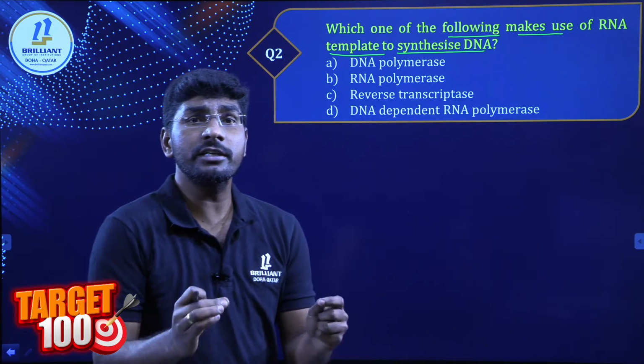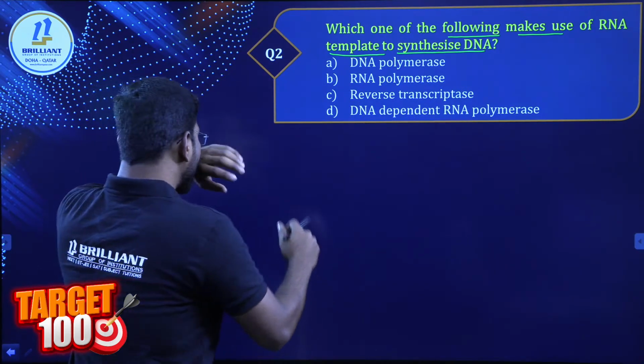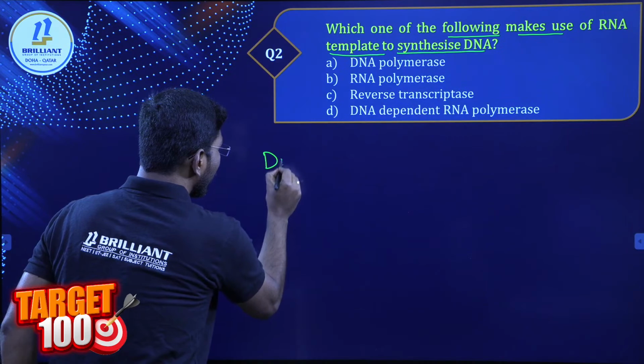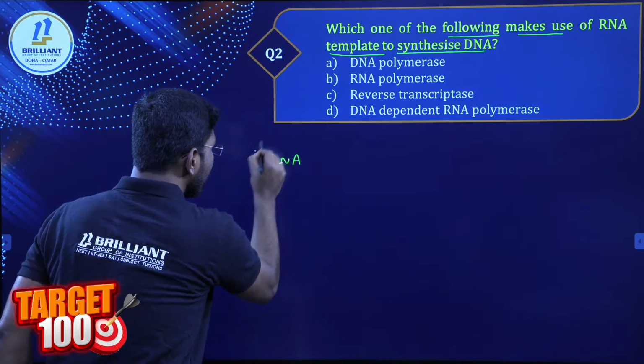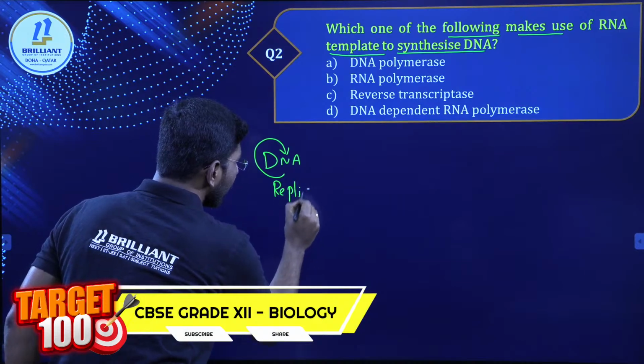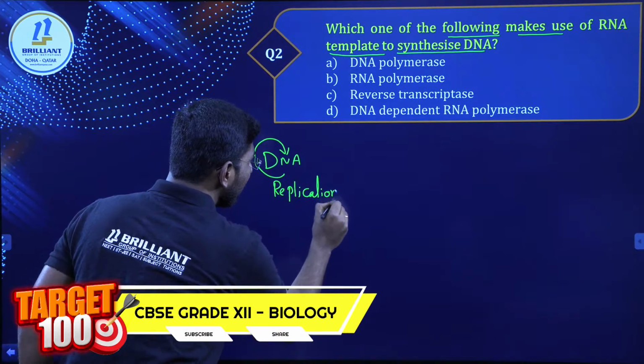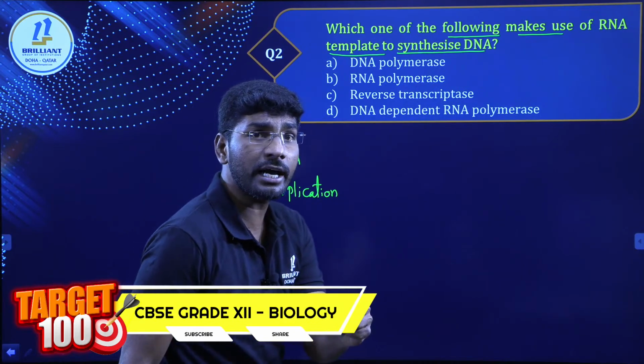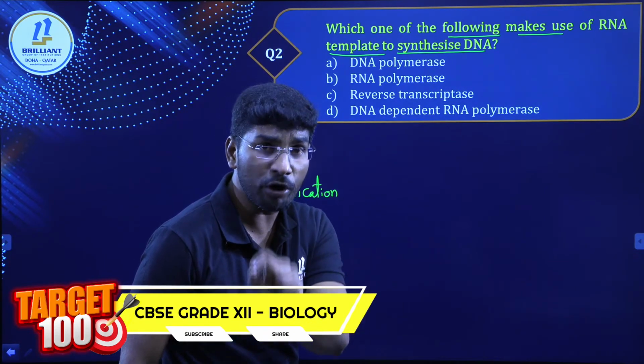We know the central dogma. Can you please tell me what is the central dogma? DNA to DNA is replication. This is called DNA replication, right? And in DNA replication, what is the major enzyme? DNA dependent DNA polymerase enzyme.